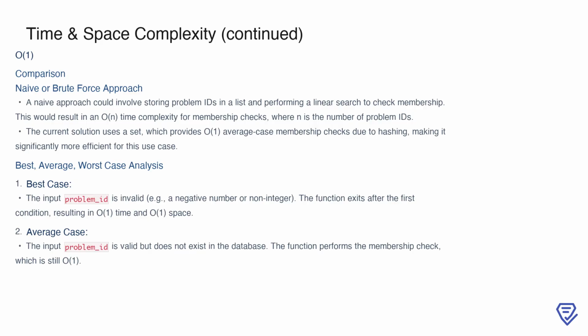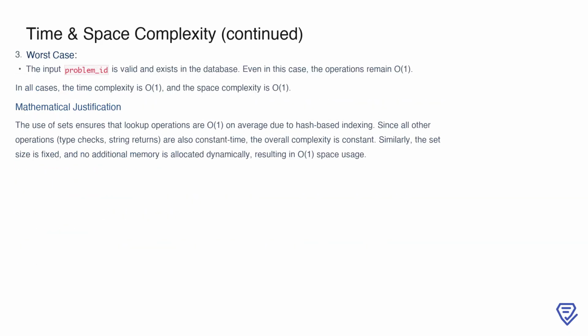Here, the function short-circuits after the initial validation, completing in O(1) time and O(1) space. For the average case, the input problem_ID is valid but does not exist in the database. The function performs a membership check in the set, which is still O(1) in time complexity. Finally, in the worst-case scenario, the input problem_ID is valid and does exist in the database.